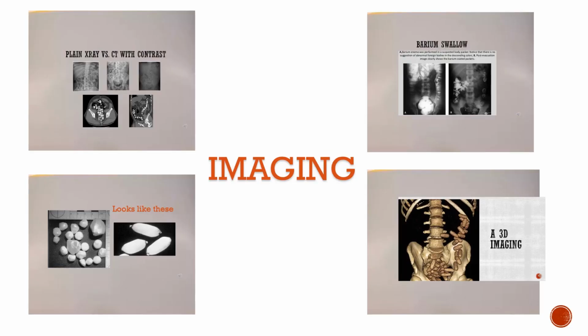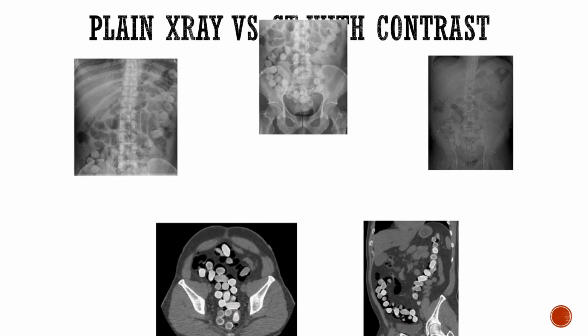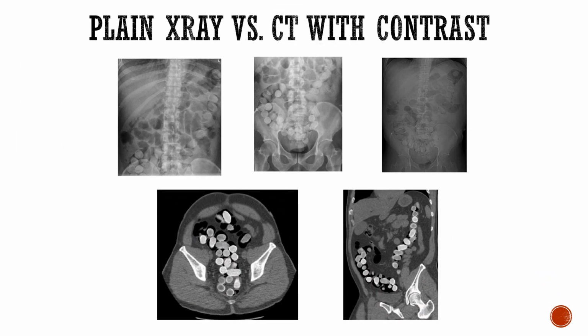Now let's look at some images taken of these patients. First, the plain X-ray and the CT with contrast. Here we see plain X-rays from 3 different patients showing the drug-filled packages all along the stomach and intestine. These 2 images show CT with contrast where the packages are very clear within the intestine.